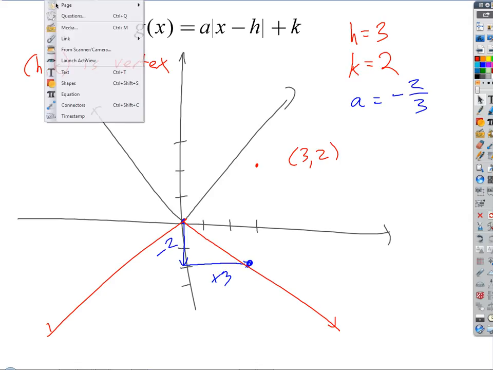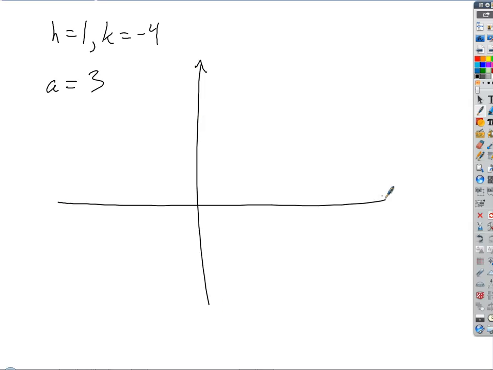Tell me. If I said h equals 1, k equals negative 4, a equals 3, how would I draw that thing? What am I going to do to draw my V, my absolute value function? Where am I going to put the vertex? 1, negative 4, right? So that's going to be the coordinate. The vertex goes at H, K, so 1, negative 4.